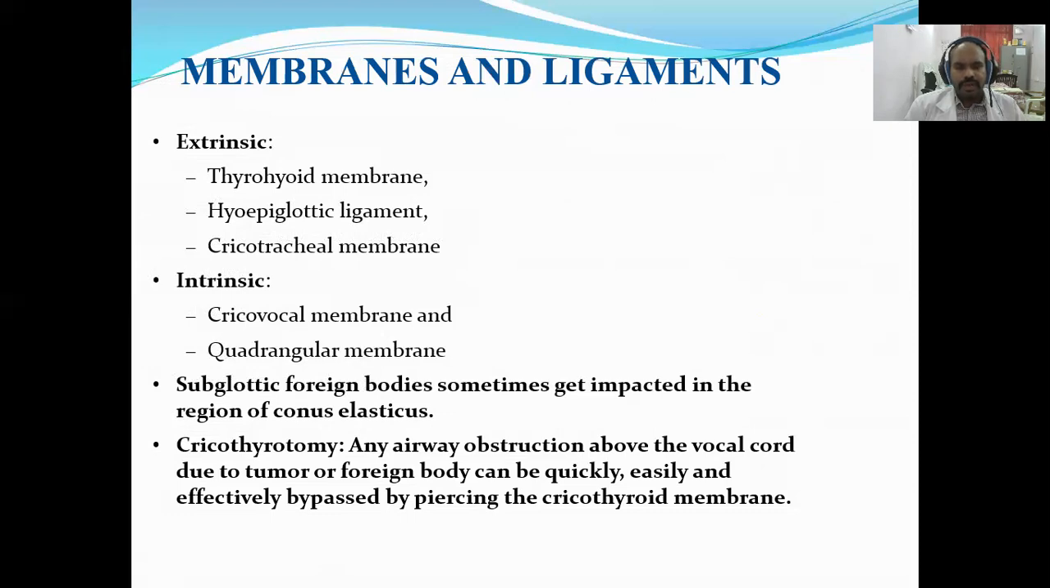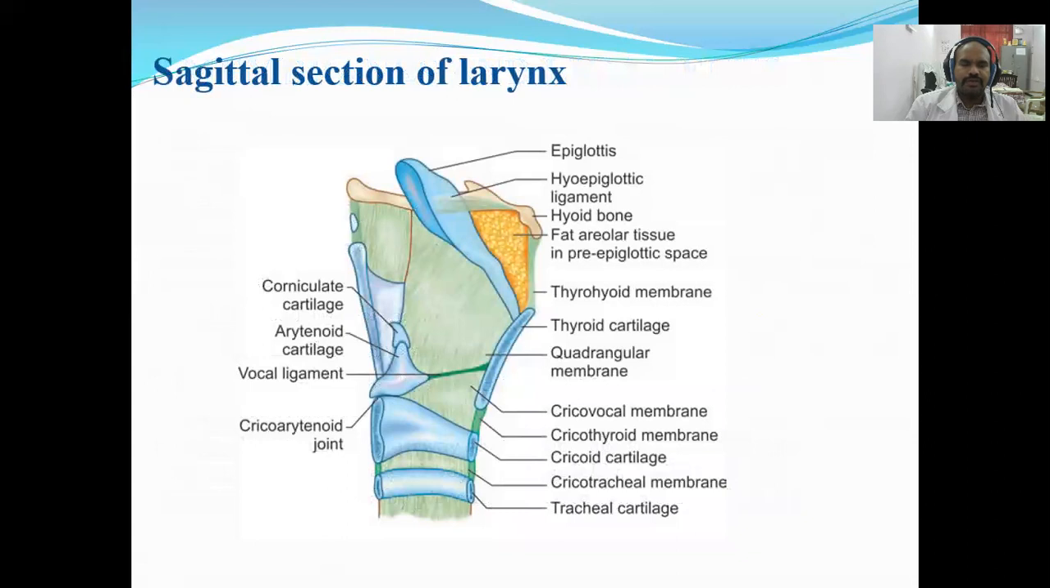Then we have one more applied anatomy, which is called cricothyrotomy. That means the incision is made in the cricothyroid membrane so as to secure the airway. Any airway obstruction above the level of the vocal cord due to tumor or foreign body can be quickly, easily, and effectively bypassed by piercing the cricothyroid membrane, which is called cricothyrotomy.